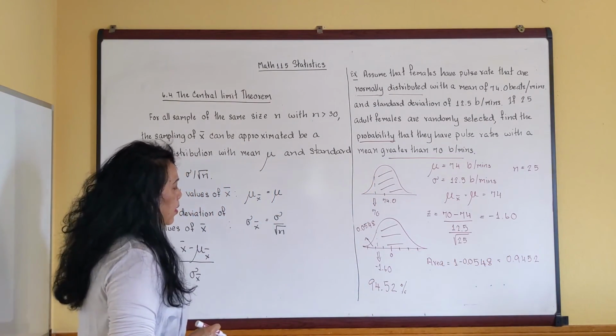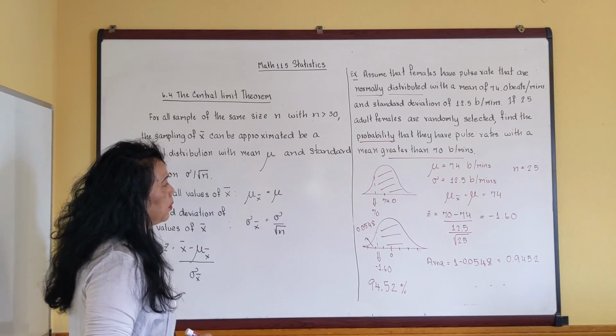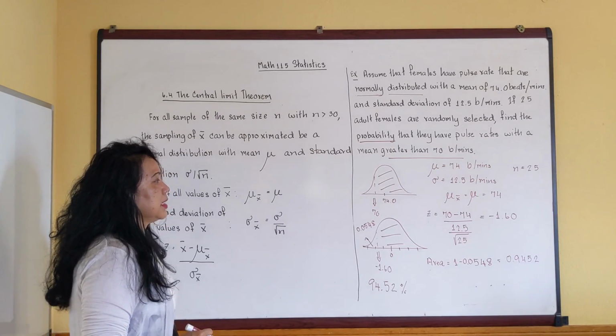So 94.52% have a pulse rate greater than 70 beats per minute.